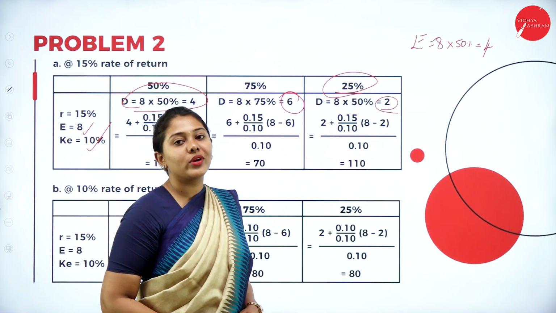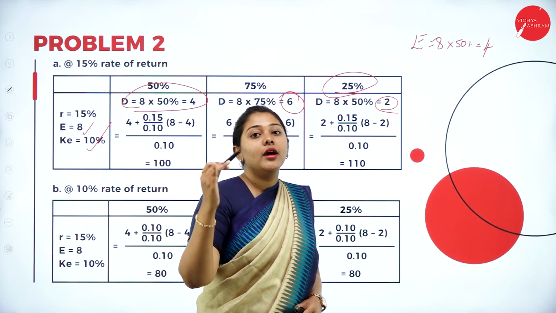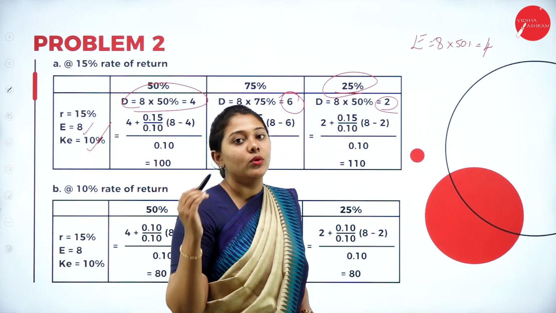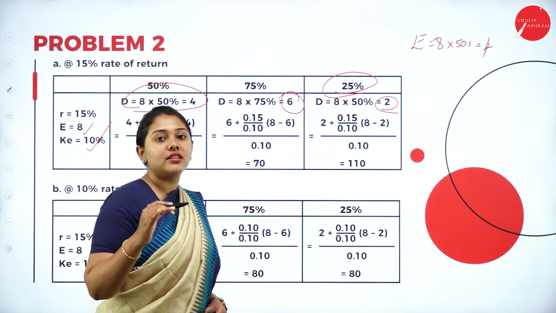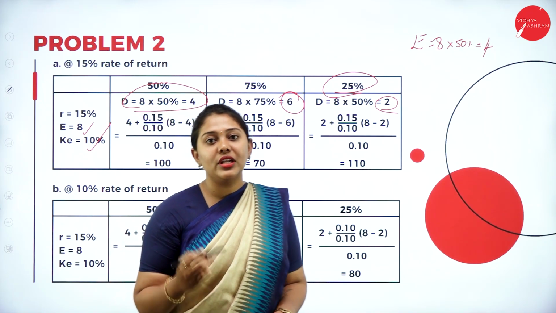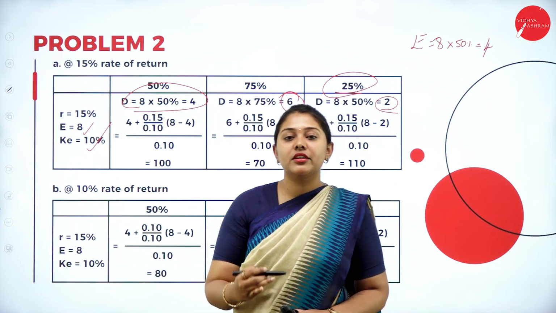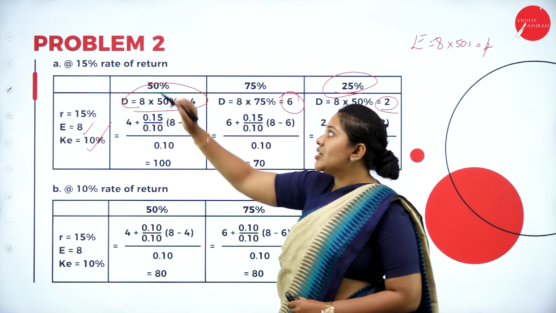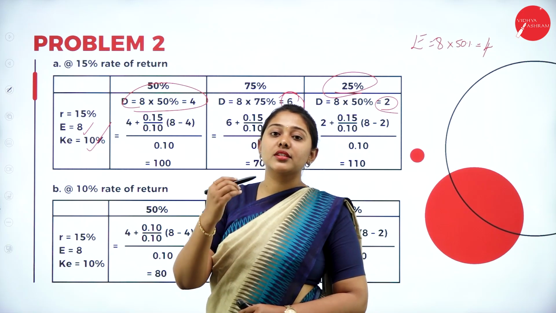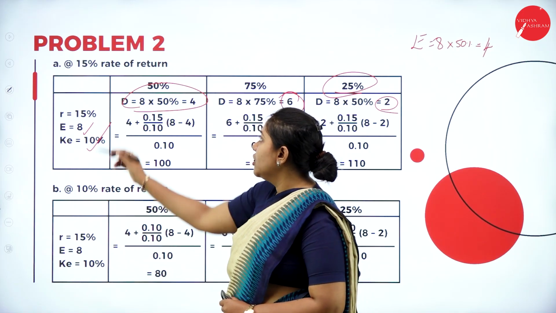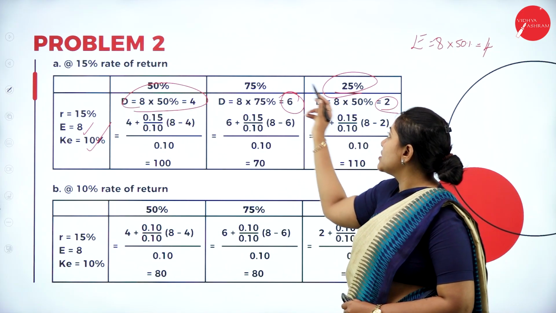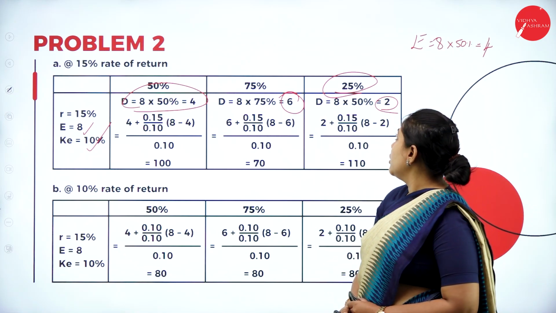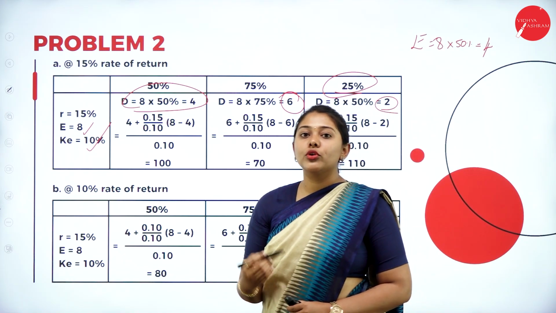So first you need to calculate the dividend per share value, and the next step is to calculate the returns, and from the different returns you have to calculate the dividend. First case, when the return is 15%, with dividend payout ratios of 50%, 75% and 25%. So how do you calculate?